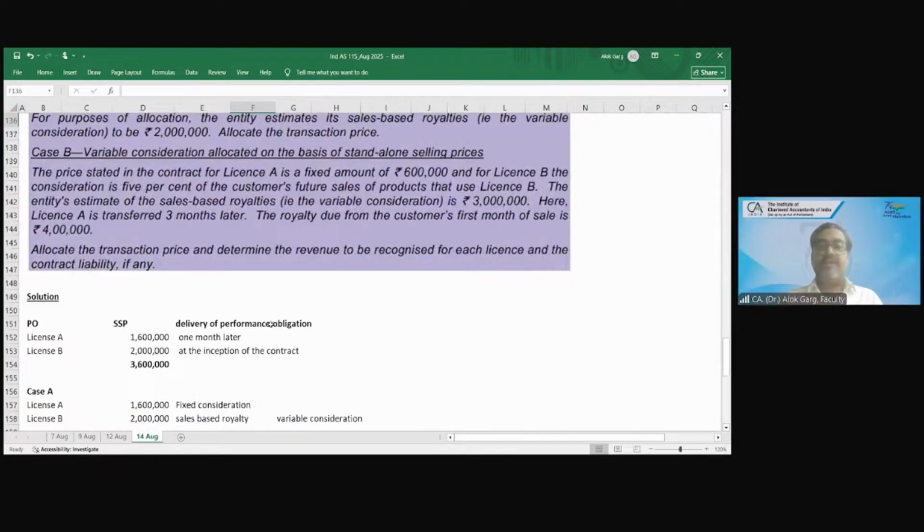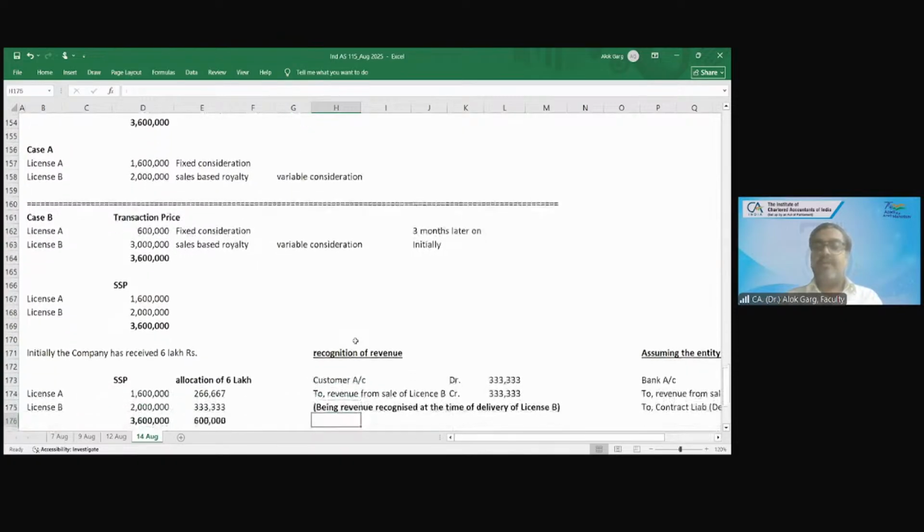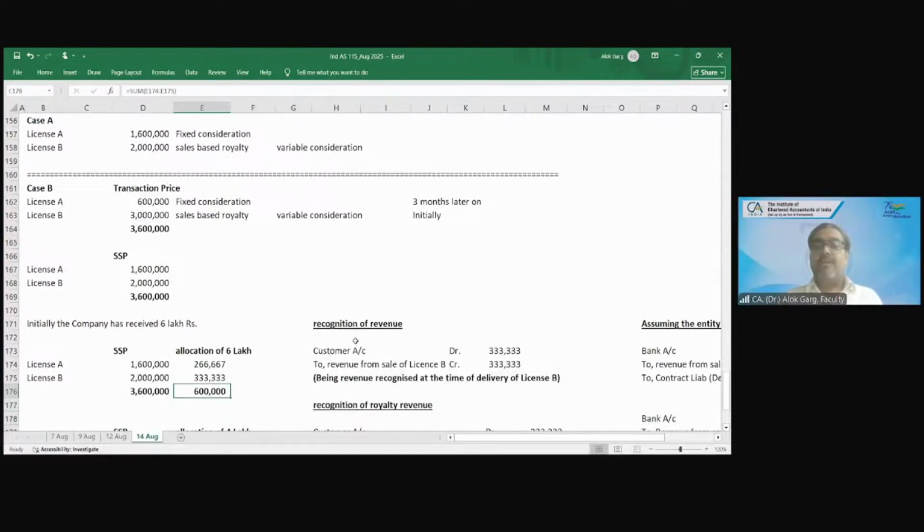What is written? The price stated in the contract for license A is a fixed amount of 6 lakh, and for license B the consideration is this much, right? So how much amount has this entity received? For this total contract, the entity has received 6 lakh rupees.